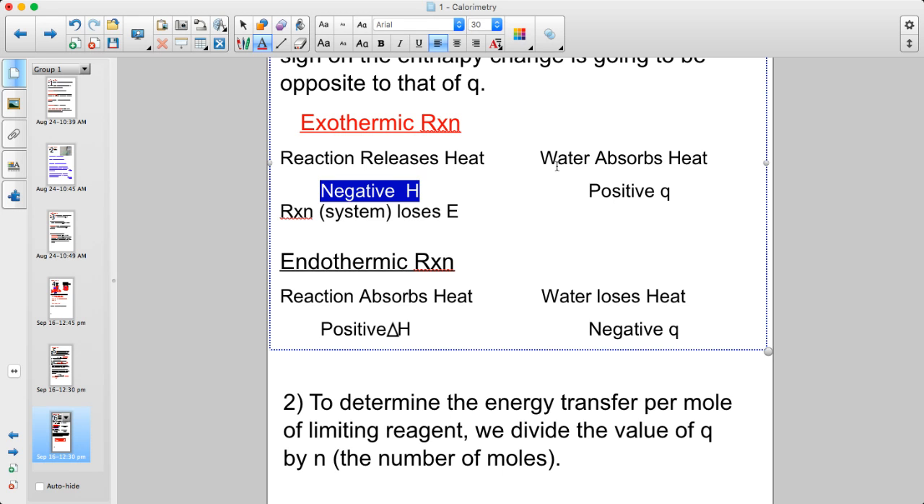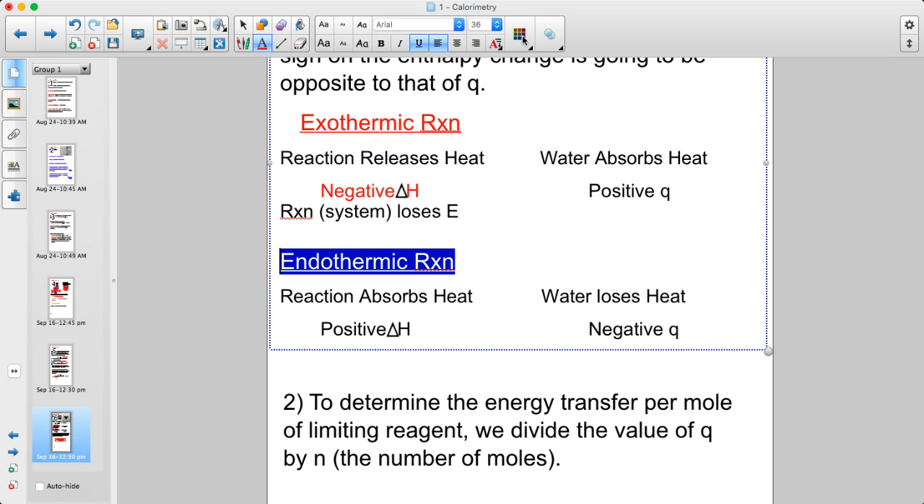But for the water, when you have a reaction that's releasing heat into water, well, if the water absorbs heat, there's going to be a positive change in temperature and therefore a positive Q value. So a negative delta H goes along with a positive Q value. That's just logically kind of how it works together.